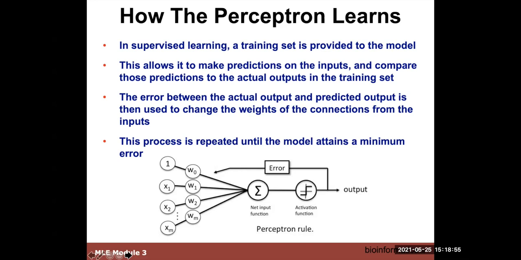So it was essentially a cyclic process where inputs produce an output, the output is compared to the truth or the gold standard, and an error is calculated. The error then is used to modify the weighting on the inputs. It runs through again. Hopefully it's better. You make another adjustment based on the error, modify, and you repeat and repeat until the minimum error is achieved. And now the perceptron has learned certain phenomena, certain features.